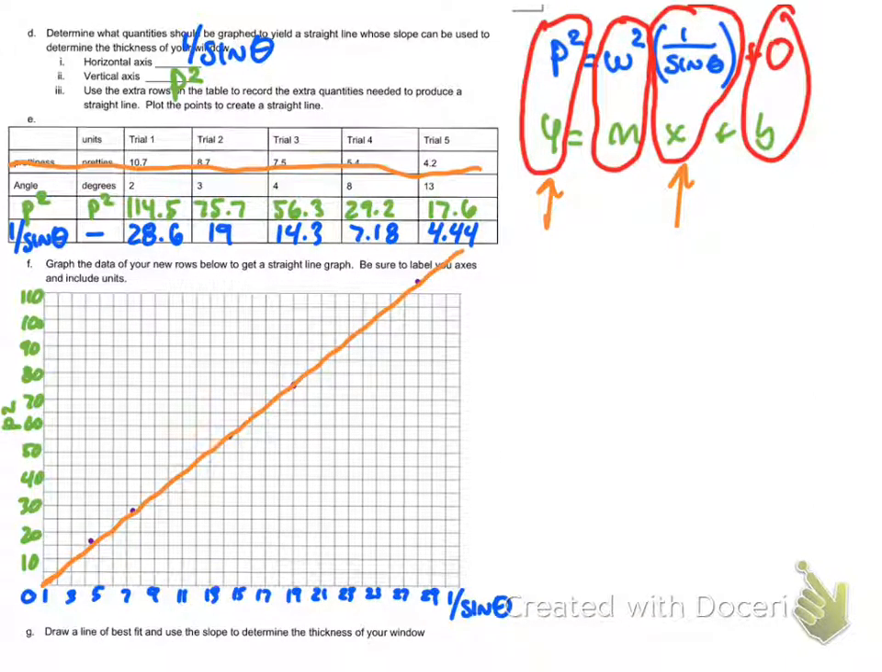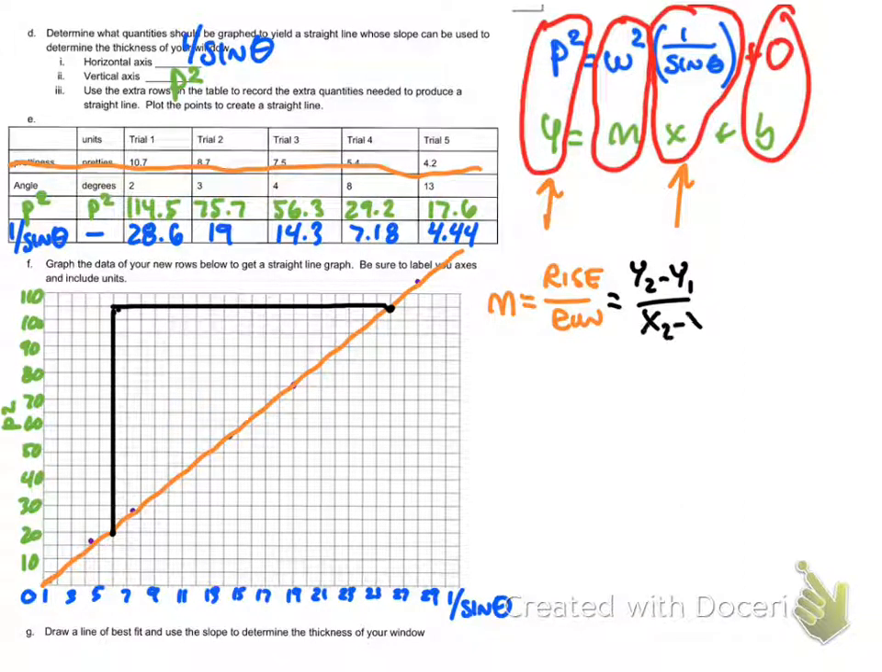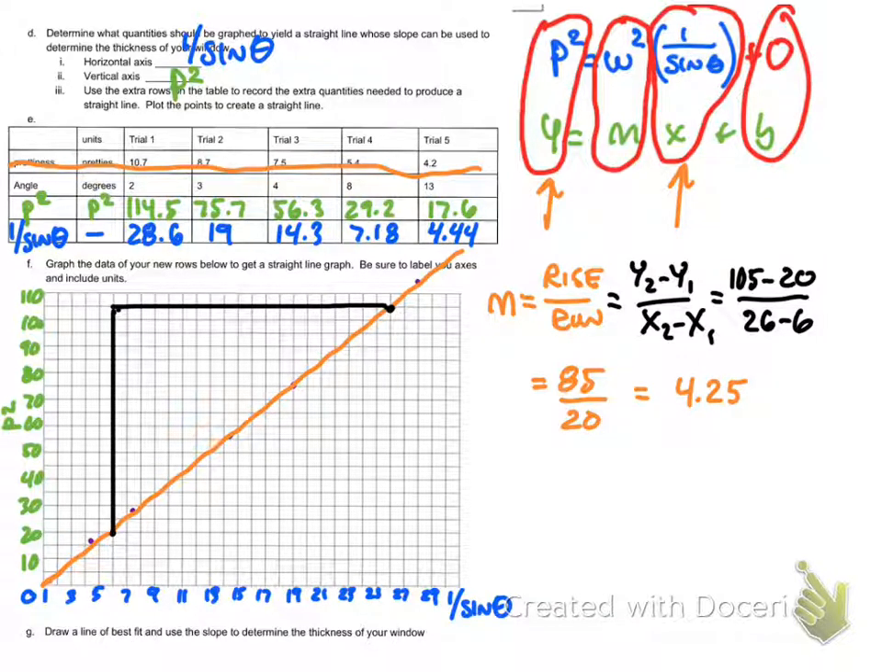We make a line of best fit, and we are going to use the slope, which is rise over run. So we take 2 points that are intersections of where our line crosses spots on the graph, so we can get a nice slope of this. Measure that out. y2 minus y1 over x2 minus x1, 105 minus 20 over 26 minus 6. So we find out that our slope is 85 over 20, or 4.25.